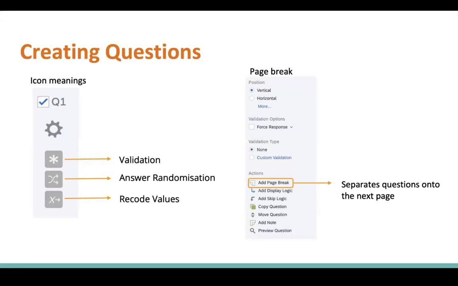And for page breaks, if you want to separate your questions onto the next page to make things easier for the respondent, or at least to make the survey look shorter, then just click on Add Page Break under the Actions section on the panel on the right.